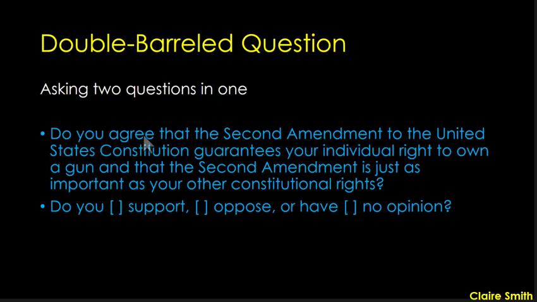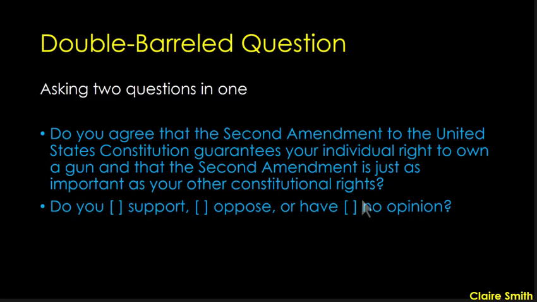So obviously there's two questions here, and this one's pretty easy to tell, but it's asking, first of all, does the Second Amendment guarantee you the right to own a gun, so you can answer that. And do you agree that this is just as important as your other constitutional rights, which is a totally separate question.